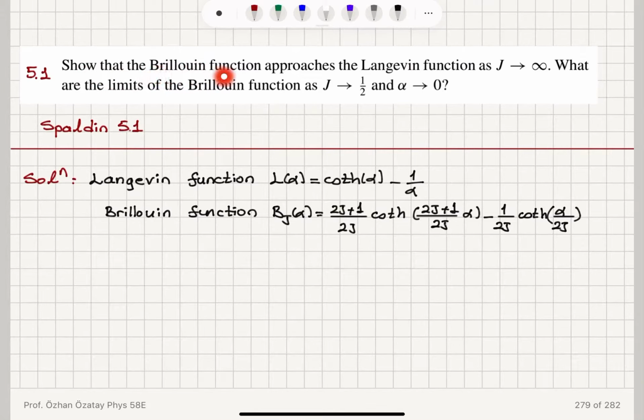Show that the Brillouin function approaches the Langevin function as j goes to infinity. What are the limits of the Brillouin function as j goes to 1.5 and alpha goes to 0?